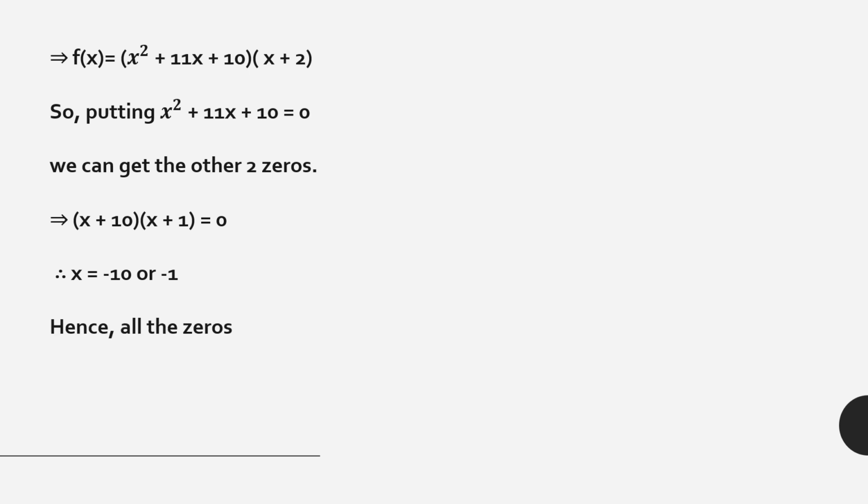So we got all the three roots. All the zeros of the polynomial function f of x are: one is minus 10, another one is minus 1, and another one is minus 2. We got all the three zeros.